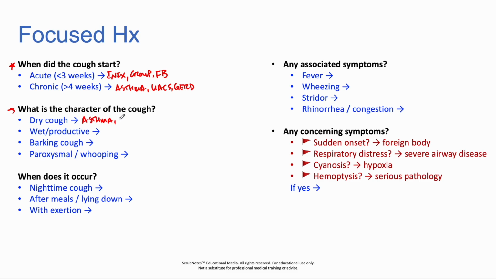Next, you'd want to ask about the character of the cough. If it's a dry cough, you might be thinking asthma or GERD. If it's more wet and productive, this could be indicative of an infection or protracted bacterial bronchitis. If it's more of a barking cough, you'd be thinking croup. And if it's paroxysmal or whooping, pertussis is more likely.